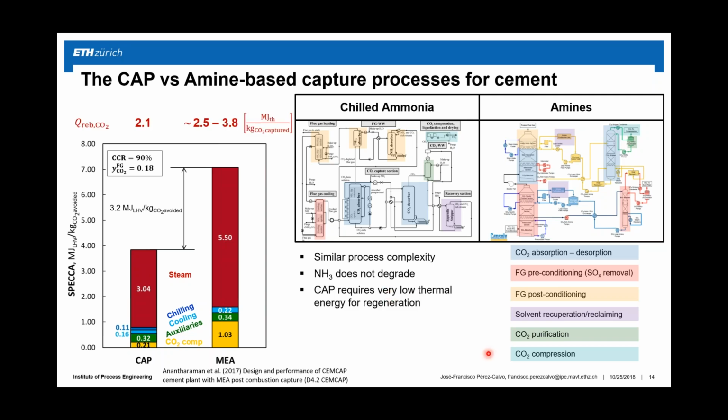Additionally, the chilled ammonia process requires very low thermal energy for regeneration. In this study, we have obtained a minimum reboiler duty for a CO2 desorber of 2.1 megajoules per kilogram of CO2 captured, while for the case of MEA, the value has been 3.8. In the literature, we have found values that can be as low as 2.5. Consequently, the energy competitiveness of the chilled ammonia process is quite good.